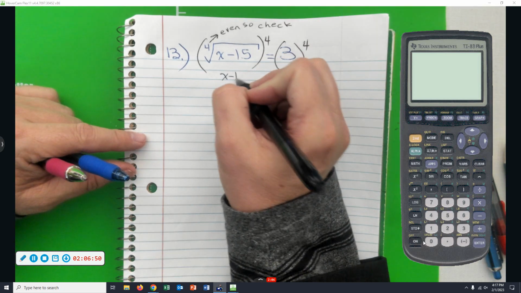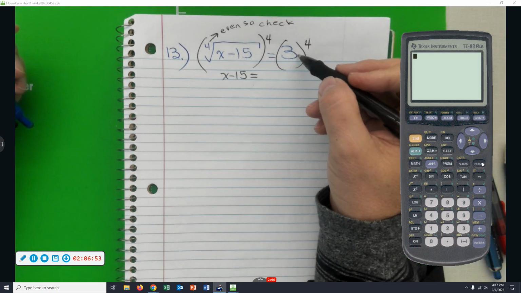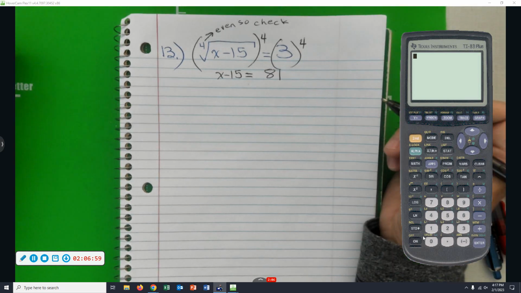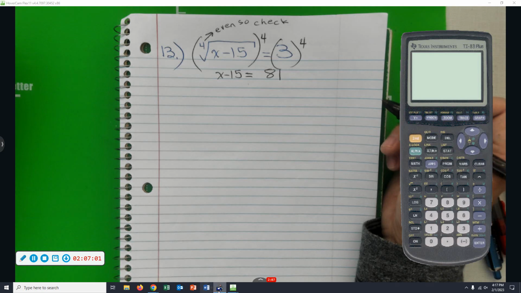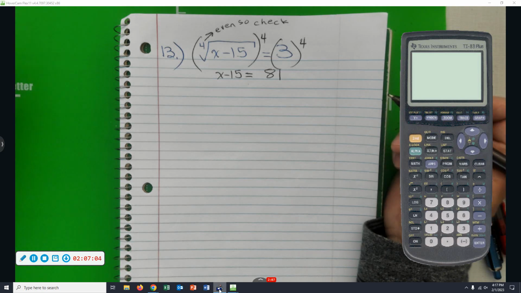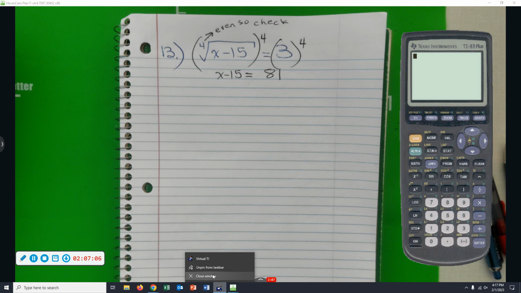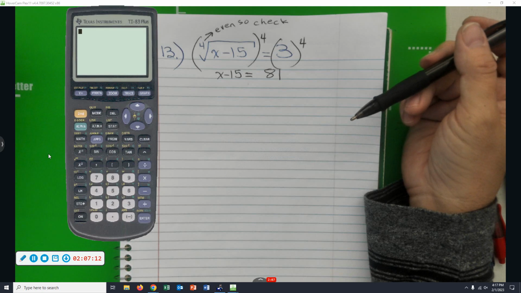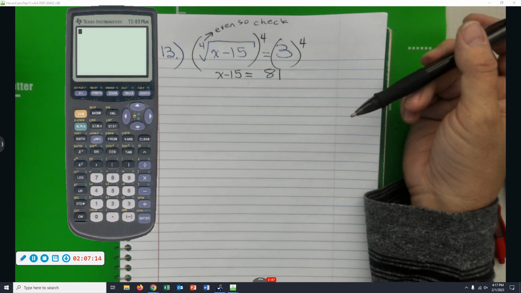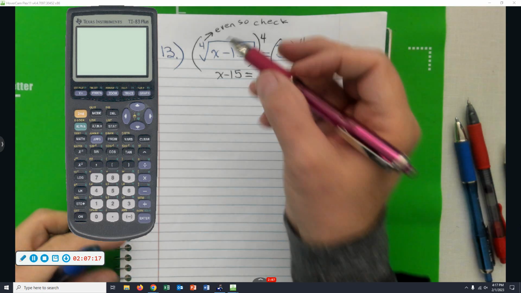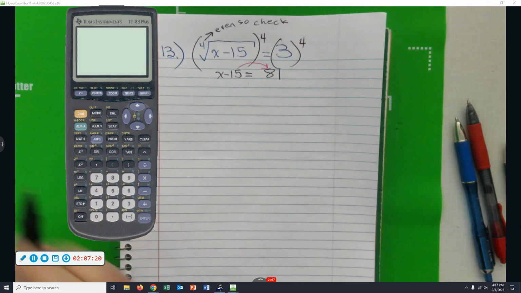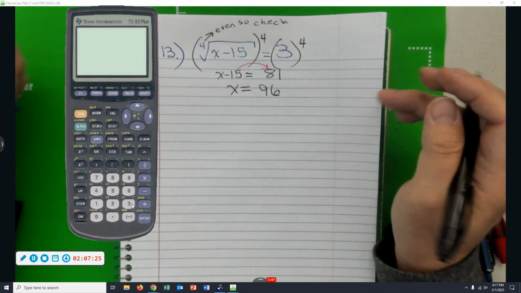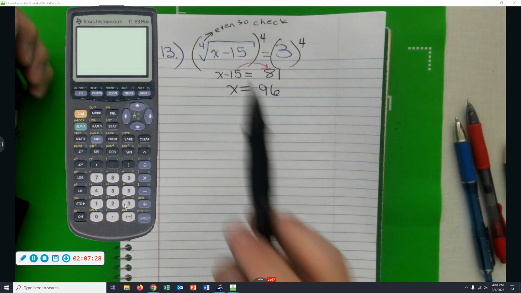x minus 15. 3 times 3 times 3 times 3. 9 times 9. Is that 81? If you multiply out four 3s, it's like multiplying two 9s. So 81. Only one step left. Add 15 to give us x equals 96.